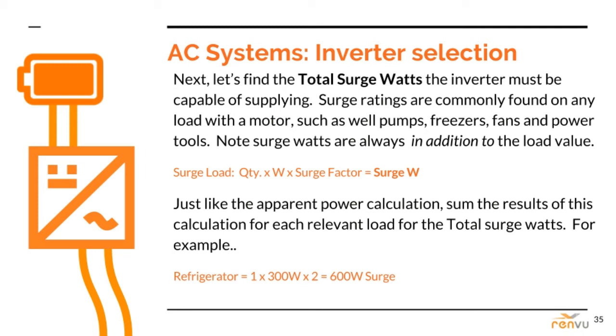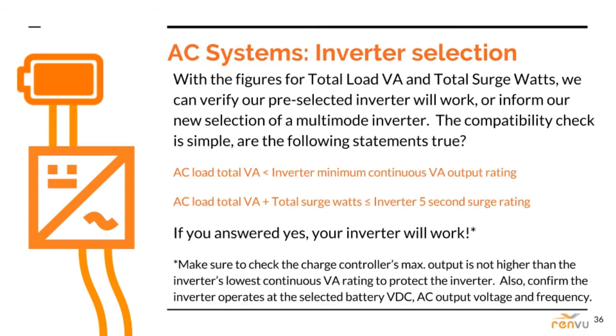This is in addition to its base load. Some loads will have a surge rating in watts instead of a surge factor. In that case, just multiply the surge watts by the quantity. Now that we have the total load volt amps and the total surge watts, we can verify the inverter we want is going to work, or use the numbers to pick a better inverter for the application.